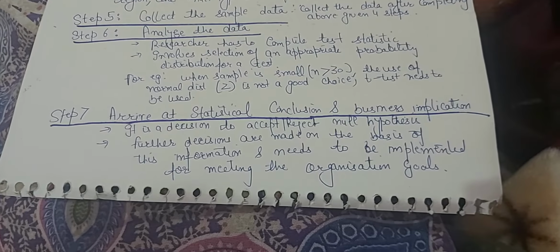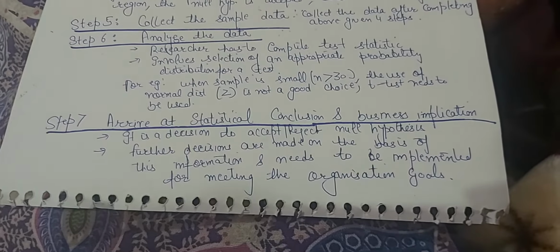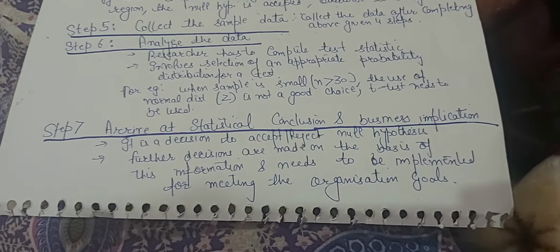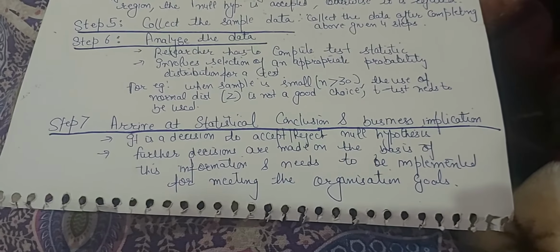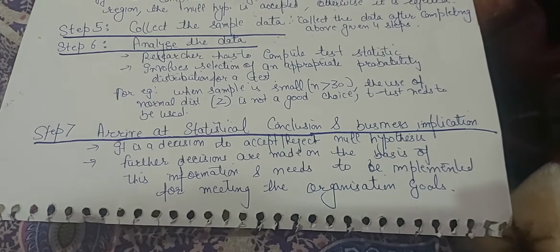The very last step is to arrive at a statistical conclusion and business implication. It is the last step. It is actually a decision-making step to accept or reject the null hypothesis. Further decisions are made on the basis of this information and need to be implemented for meeting the organization's goal.